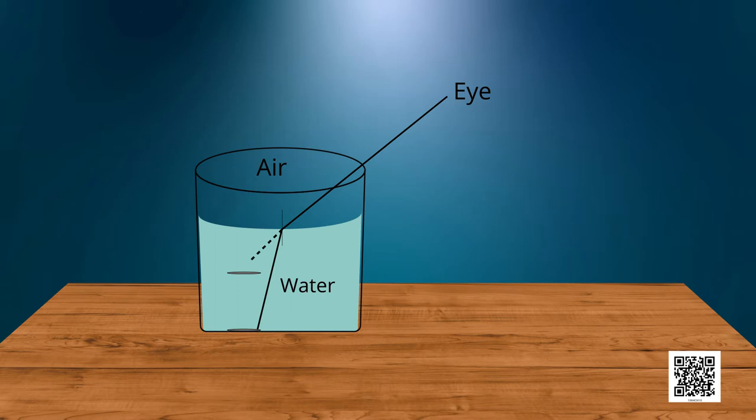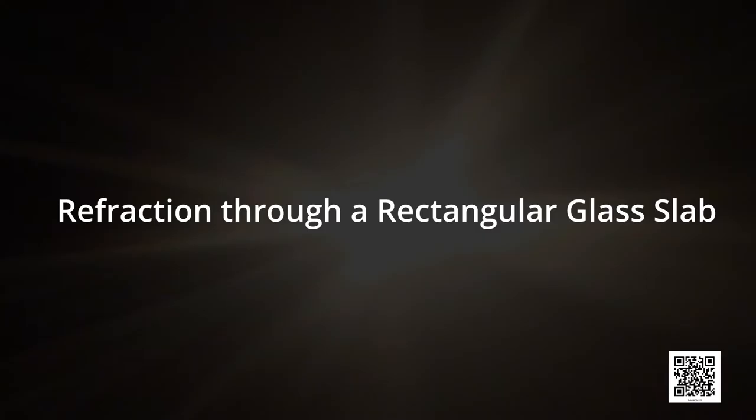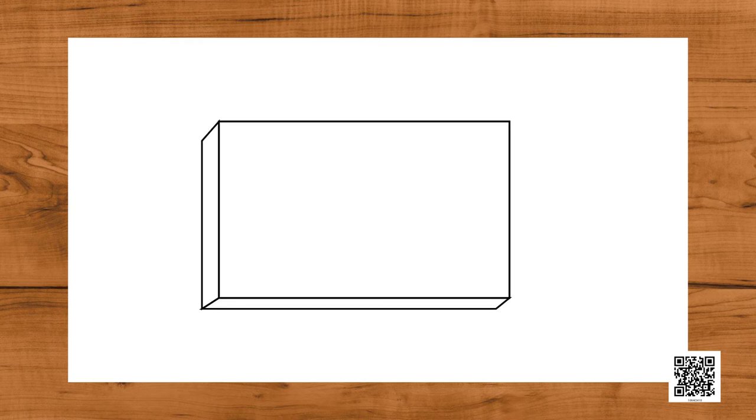Dear children, now let's understand refraction through a rectangular glass slab. For this, fix a sheet of white paper on a drawing board using drawing pins. Place a rectangular glass slab over the sheet in the middle and draw its outline. Let us name the outline A, B, C, D. Take 4 identical pins. Fix 2 pins, say E and F, vertically such that the line joining the pins is inclined to the edge AB.